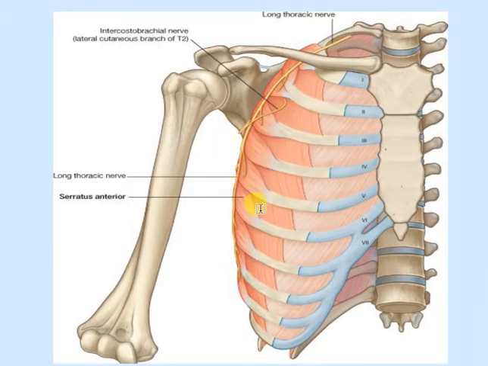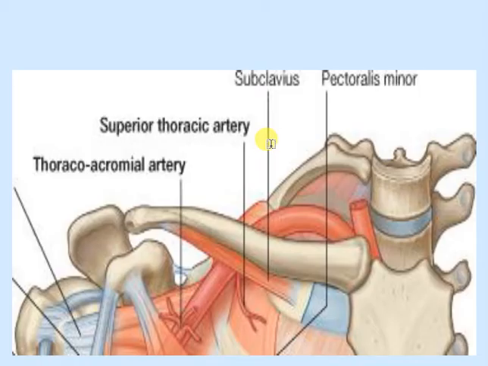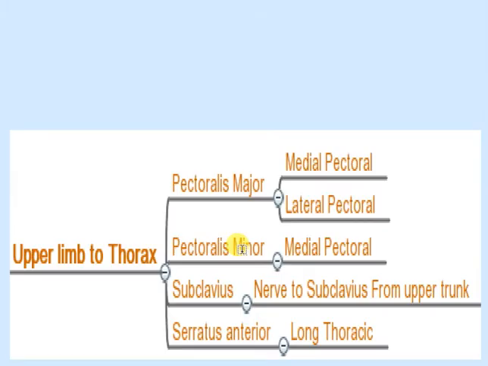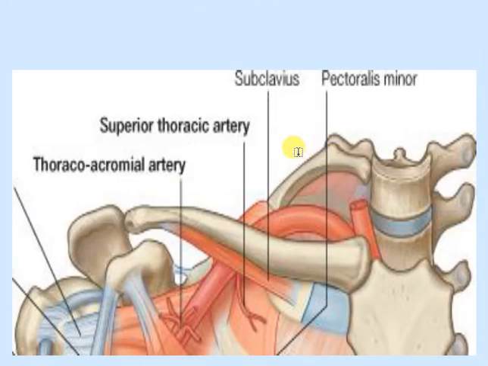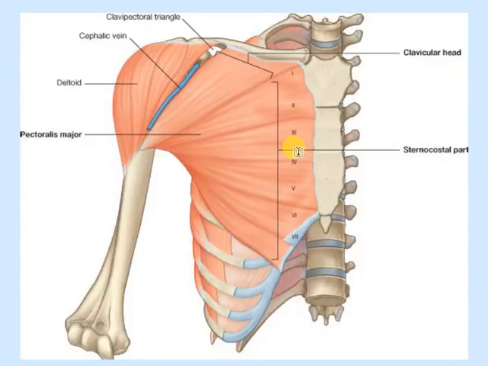And again, as you can see, this diagram just shows muscles. The subclavius muscle is there. We want to see pectoralis major, pectoralis minor, subclavius and serratus anterior. So subclavius is there, and who innervates subclavius? The nerve to subclavius. Then pectoralis major is there, and the pectoralis minor is inside it, if you cut and remove it.